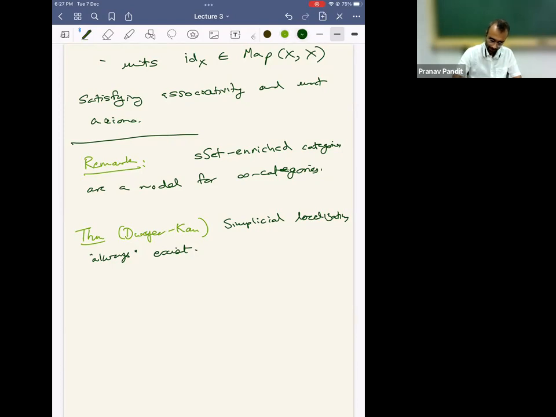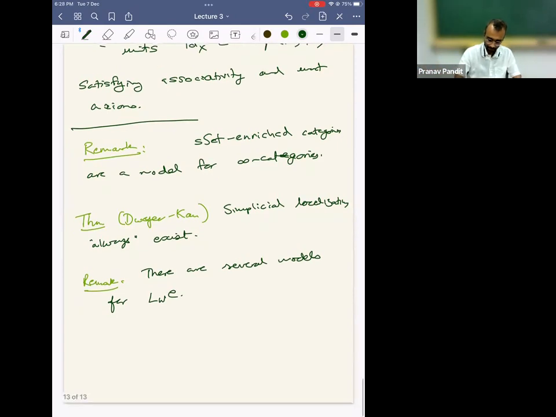Let me make a remark that there are several models for LWC. What do I mean by models? I mean that the simplicial set of homs, the maps XY, is only supposed to be defined up to weak homotopy equivalence. You may have one construction and I may have a completely different construction of LWC, which are equivalent. If that happens, I would say that I have a different model from you. I'm going to describe one model to you, but before that, let me make one more remark.